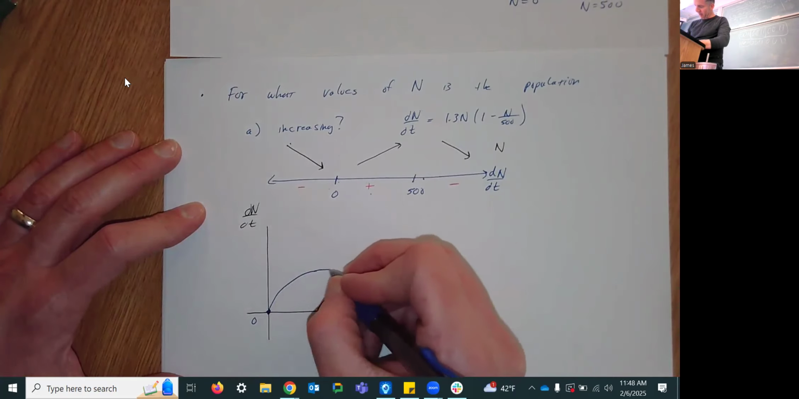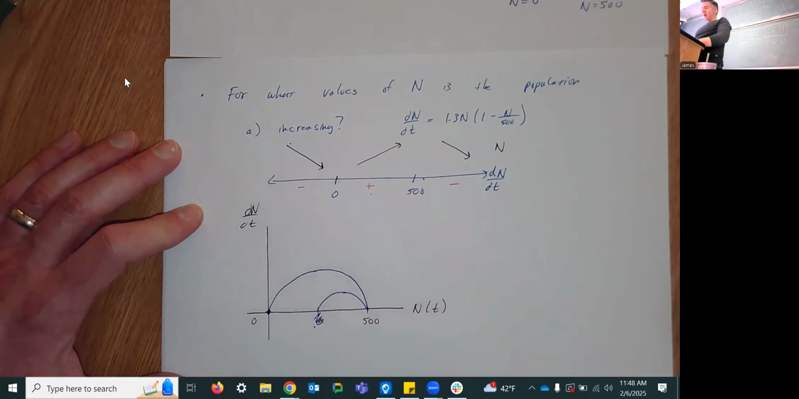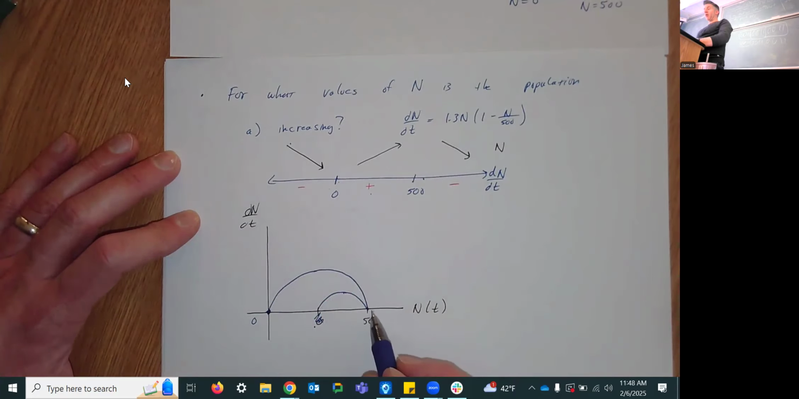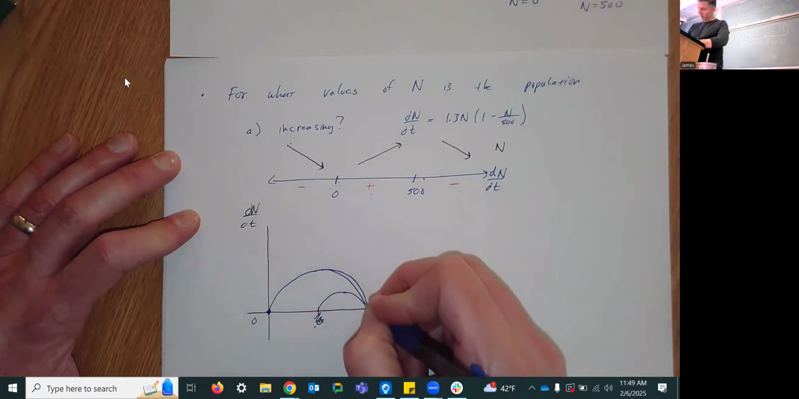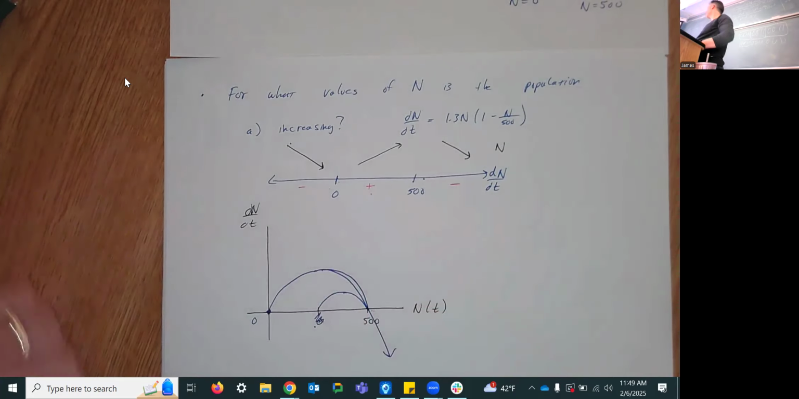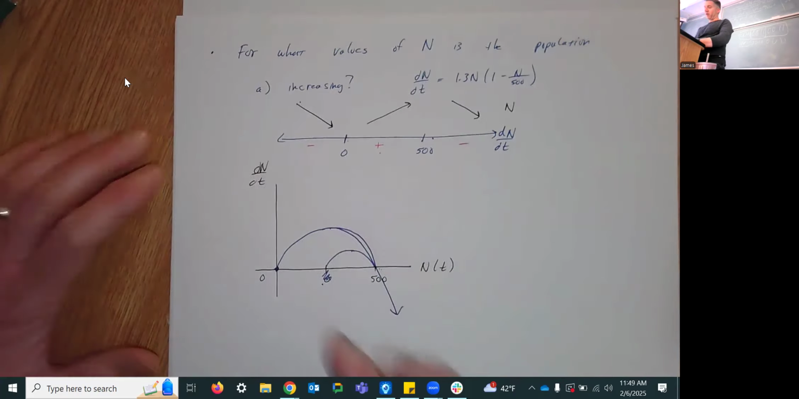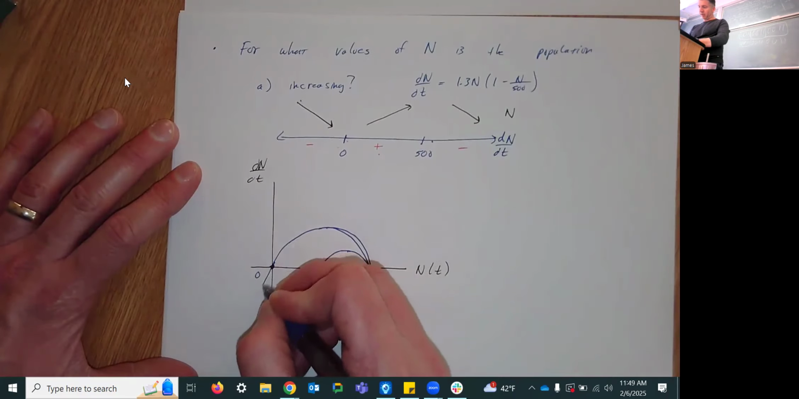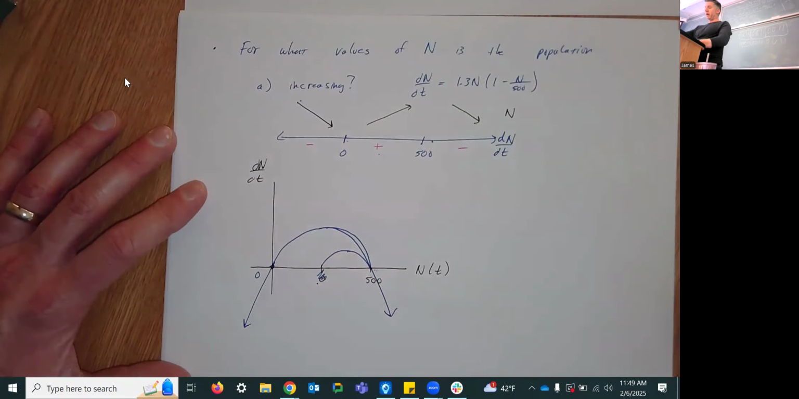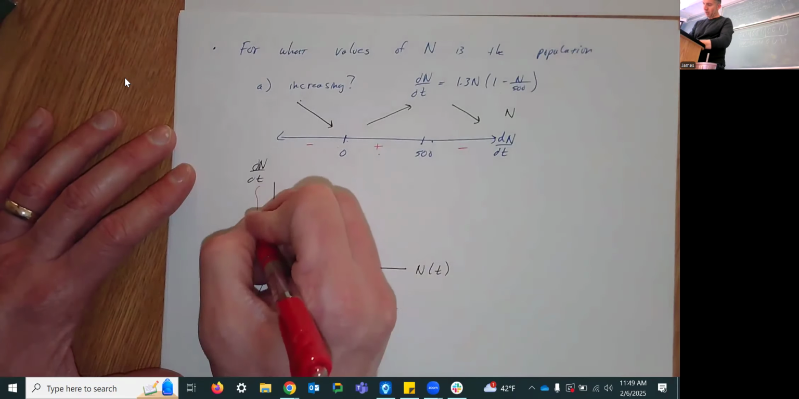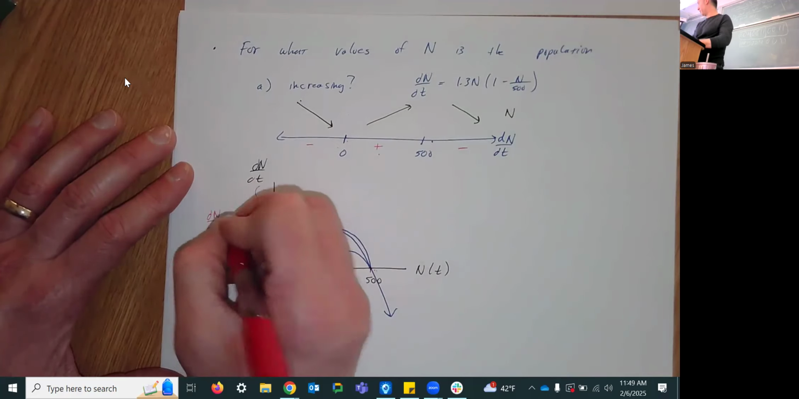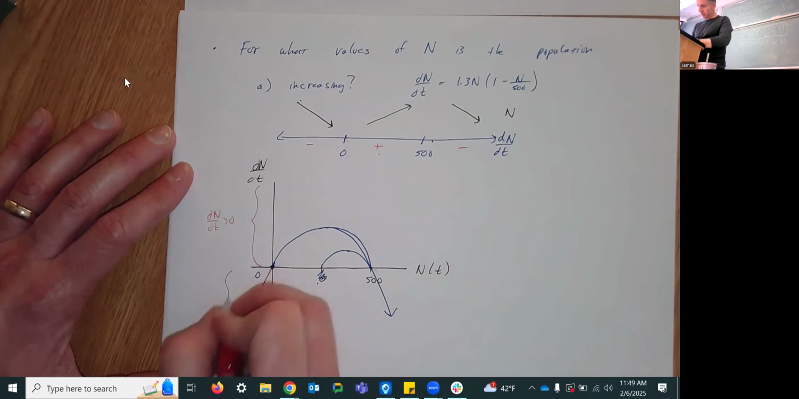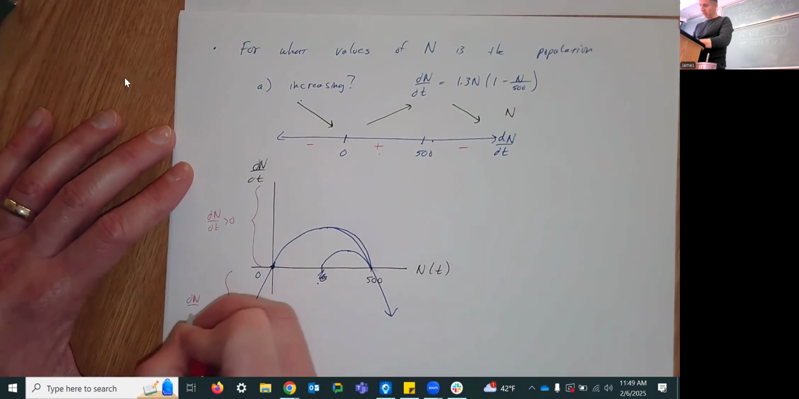Sorry, between 0 and 500, it looks something like this. And then after 500, our dn/dt is negative. This picture is not the best thing I've ever done. And then over here, less than 0, it's also negative. So I'll just point out, up here is where dn/dt is positive. I know we're almost out of time. Down here, dn/dt is negative.